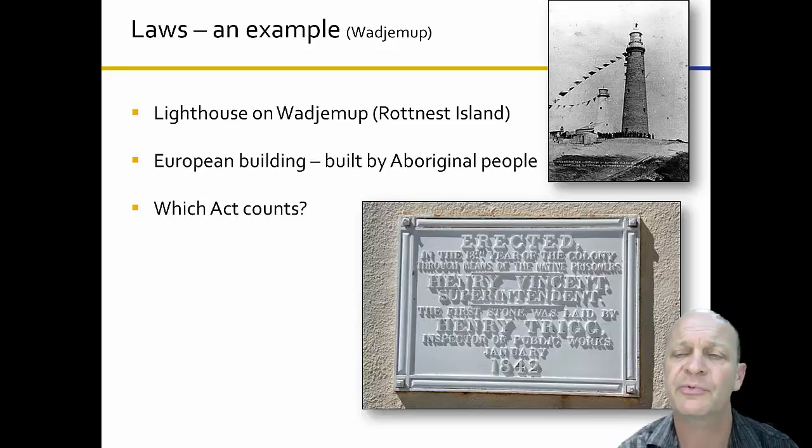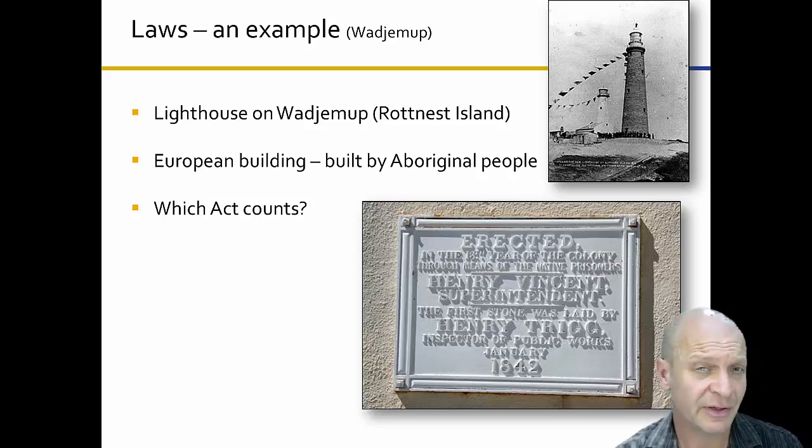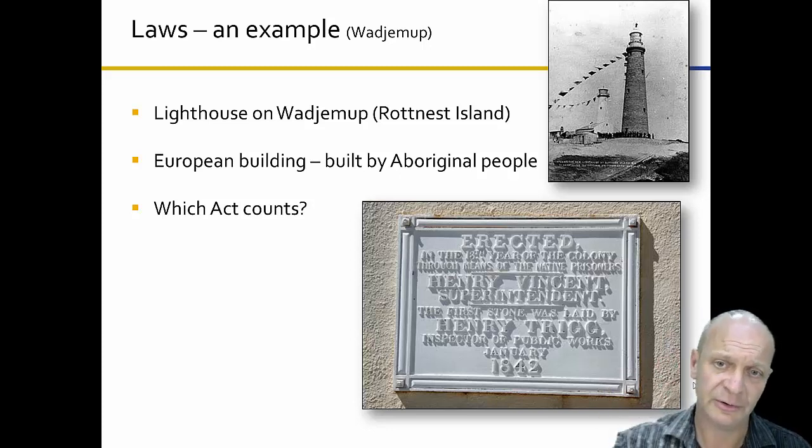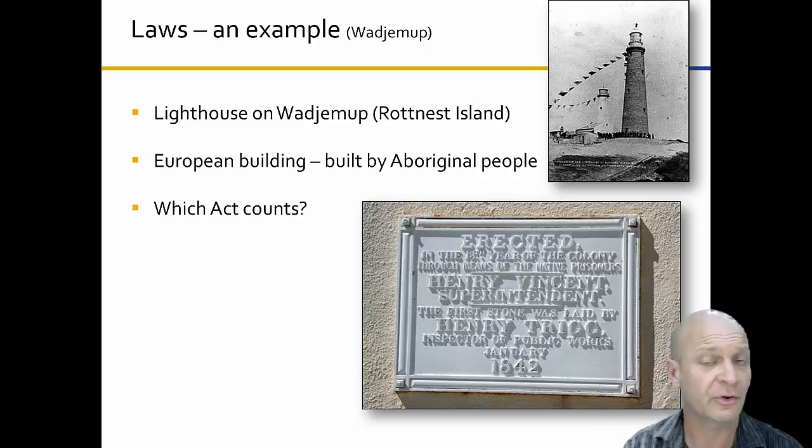And the first one is on Wajemup. Wajemup is a Noongar word for Rottnest Island, just off of Perth. People forget that 7,000 years ago, when ocean levels were lower, Rottnest Island was in fact part of mainland Australia. So it was not an island, it was a land site. And we've got archaeological artefacts that people like Charlie Dortch have found there going back thousands and thousands of years.